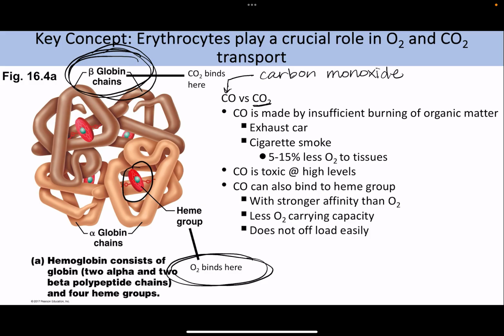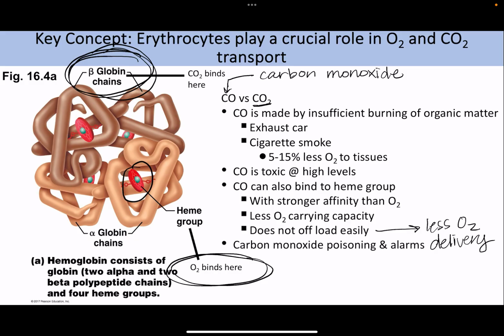And again, it does not offload easily. It has a very high affinity. So those two things bind together very, very tightly. And so you get less O2 delivery, and you can experience carbon monoxide poisoning. You can die from carbon monoxide poisoning because, again, that lack of oxygen means a lack of ATP, so you don't have the energy to run your vital functions in the body, which is why we have alarms, or laws that require us to have alarms, for carbon monoxide in our homes.